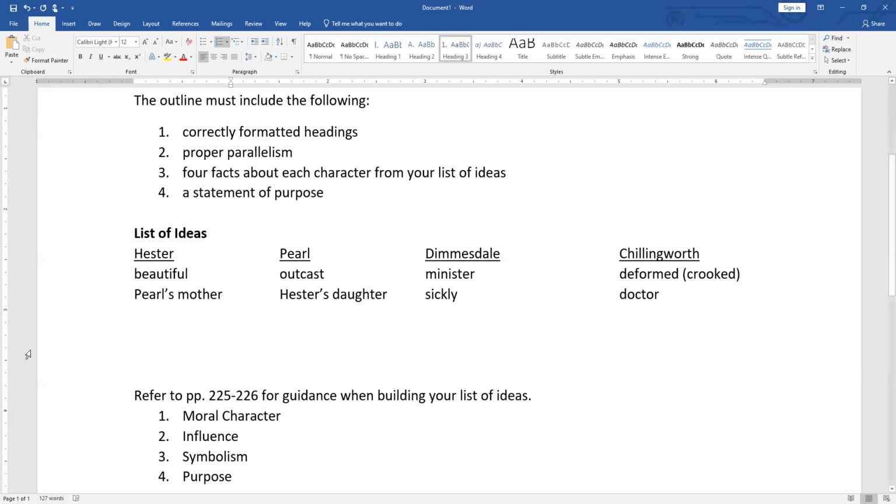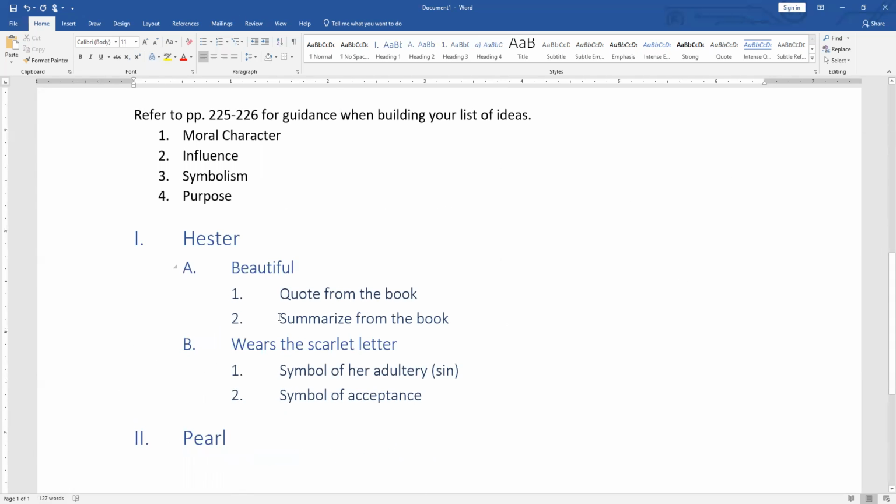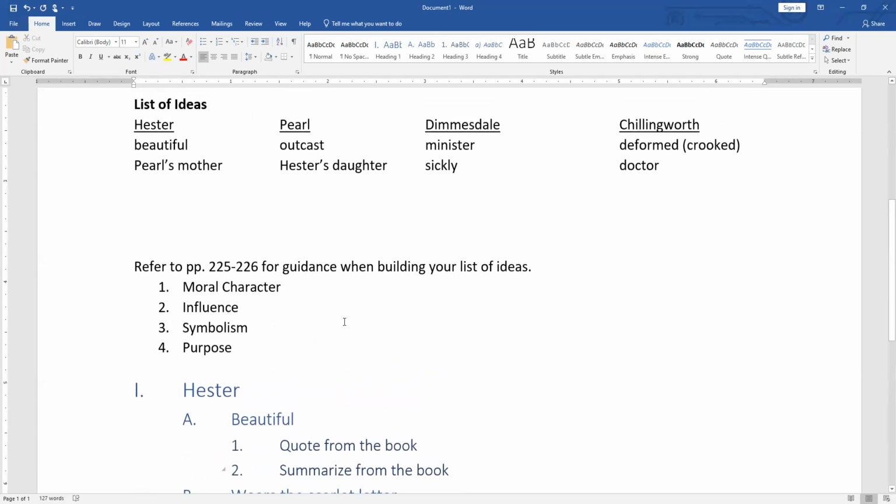So just to be clear, what I'm looking for is a list of ideas. It can look something like this. You can format it however you want, but I would strongly suggest going ahead and having 5, 6, 7, 10 different ideas about each character, and then pick which ones you feel are the most relevant as subheadings. And then you can also use some of your ideas as your detailing points.